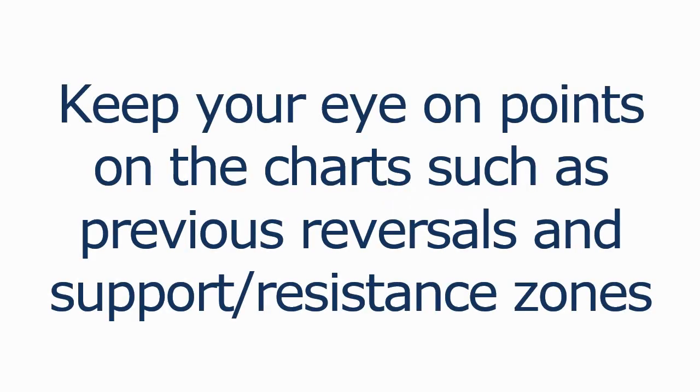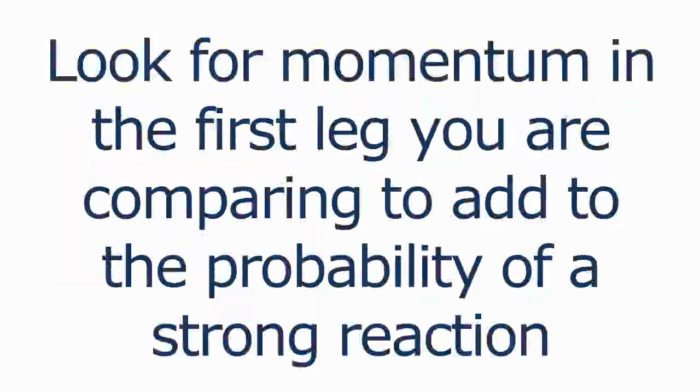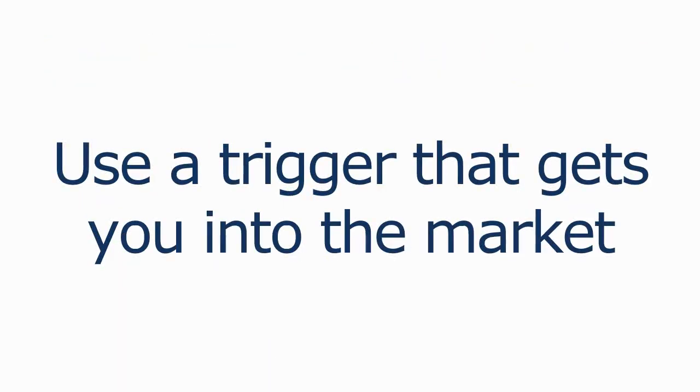All right, here's a simple strategy outline. Number one, keep your eye on points on the chart, such as previous reversal points, support and resistance zones. Second, look for momentum in the first leg up that you're comparing to add to the probability of a strong reaction. That's if we're looking for bearish divergence. Use a trigger: a trendline break, reversal candlestick patterns, even multiple time frame patterns that will get you into the market.